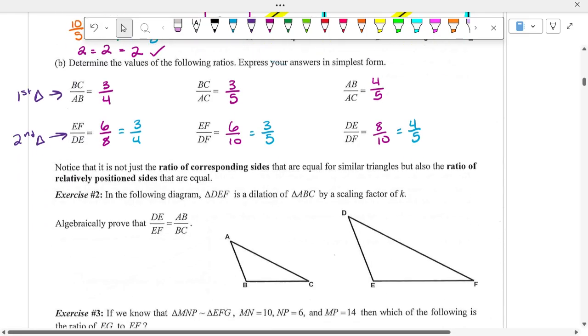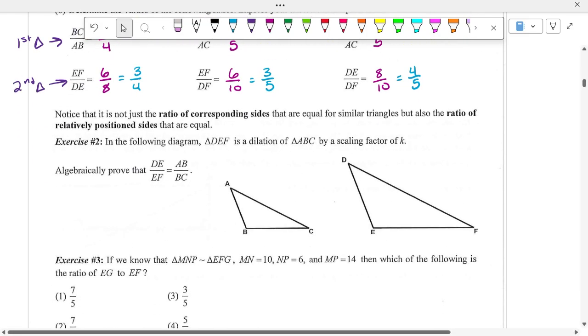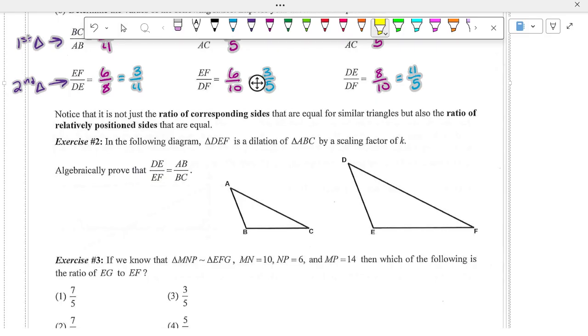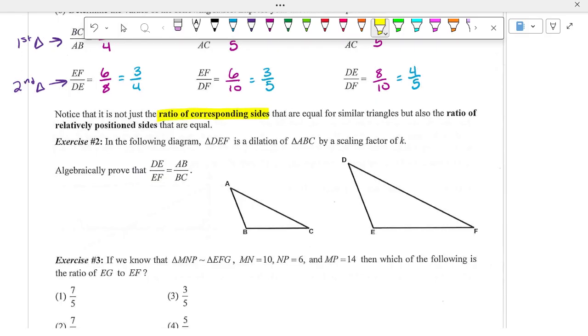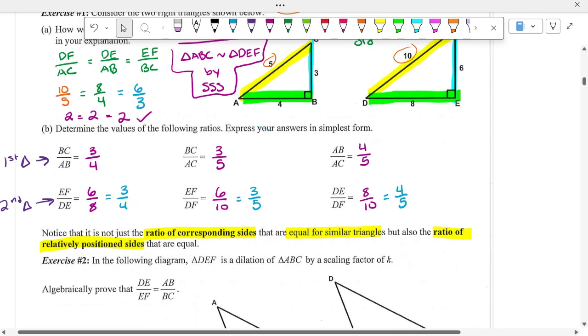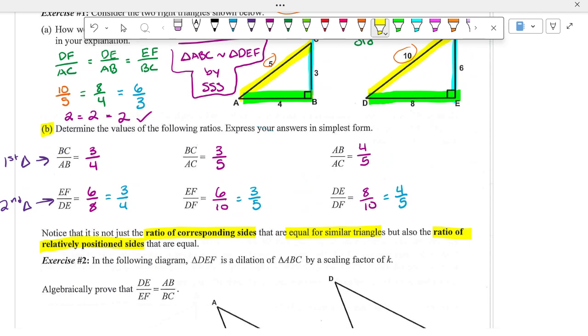Now, notice that not just the ratio of corresponding sides are equal for similar triangles, but also the ratio of relatively positioned sides that are equal. So the ones that we just did right here, part B, those are the relatively positioned sides. Meaning it's the ones that are close to each other. So AB.